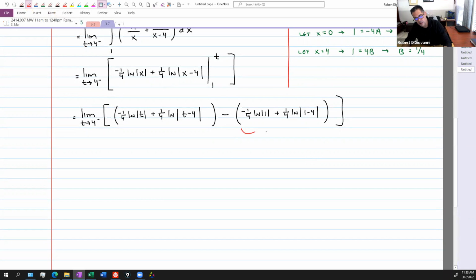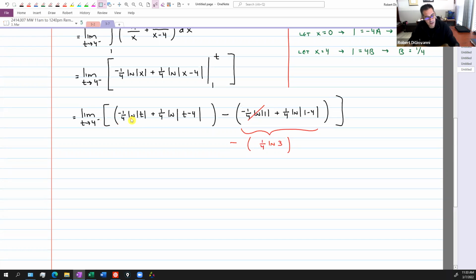I'm going to handle this first. This is just equal to 1/4 natural log of 3, whatever that is, because natural log of 1 is 0, right? We should know that from college algebra. Natural log of 1 is 0, so this is gone. And then here, 1 take away 4 is -3, but take the absolute value. That means natural log of 3 with the 1/4 in front. So that's subtracted, and that's not a problem. That's just a number. And then over here, let's see what happens as t goes to 4 from the left.